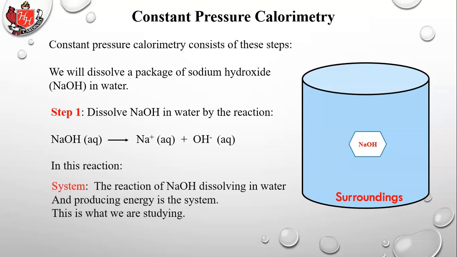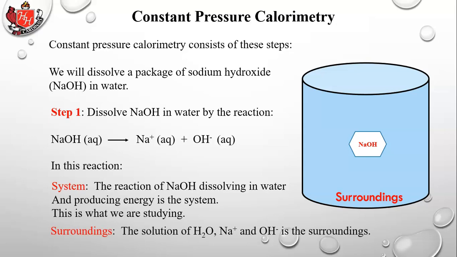In this reaction, the system is the reaction of the sodium hydroxide dissolving in water and producing energy. That's the system. This is what we are studying. The surroundings is the mass. It's the solution of the water, the sodium ions, and the hydroxide ions. So that's what's absorbing the heat. It's going into the water mostly, almost entirely, but some of it does go into the sodium ions and into the hydroxide ions.